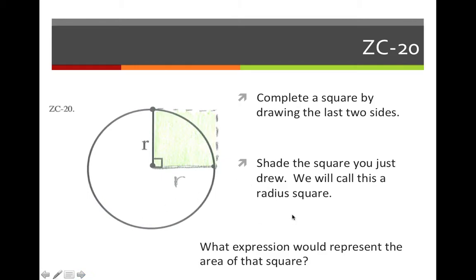What expression would represent the area of that square? So take a second, talk with your partner, and come up with an answer. If I wanted to tell you how to find the area of this square, what would your expression be? If you and your partner said R times R, because think about it, you'd be doing the base times the height, that would be correct. To simplify that, your answer would be R squared, because R times R equals R squared. Think about if you do 4 times 4 is 16, so 4 squared is 16.